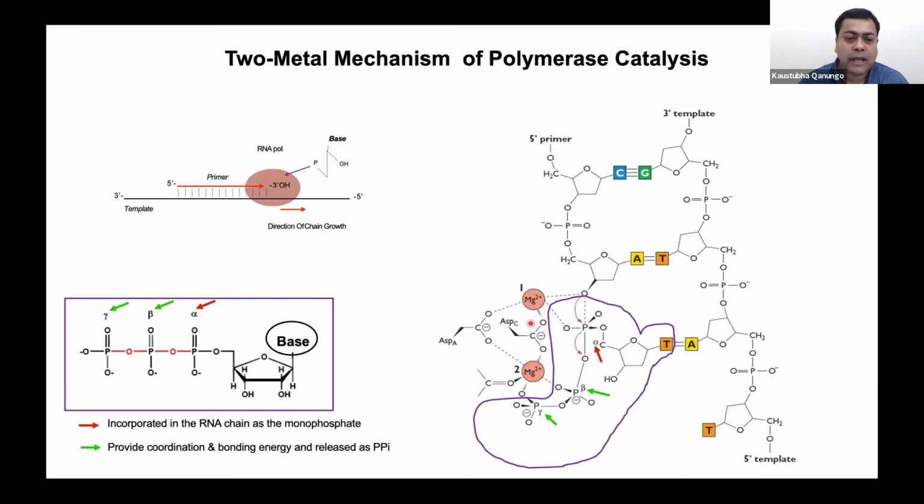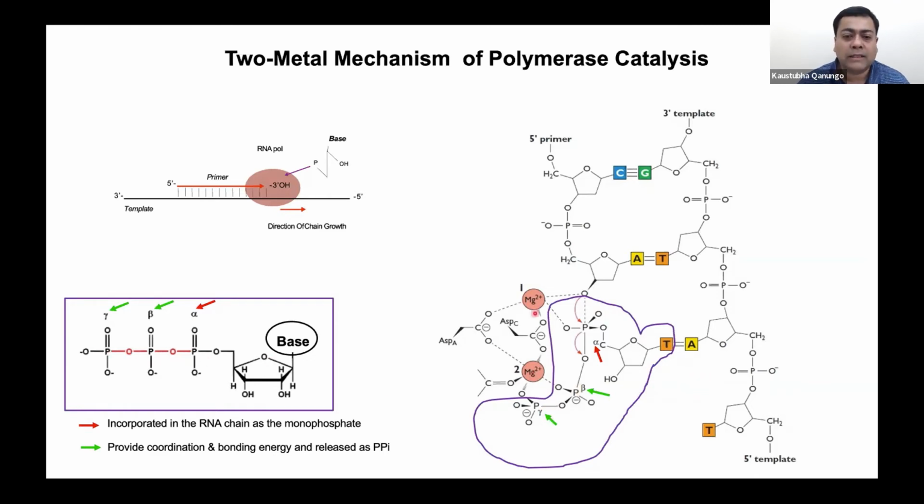If you just carefully look at that, this is the base, ribose sugar, and the phosphate. And right here, this is your base. T is the base. This is your ribose sugar. It is just upside down right here. You can easily see. Upside down means sideways. This is your alpha phosphate. This is your beta phosphate. This is your gamma phosphate. It is exactly the scenario like this.